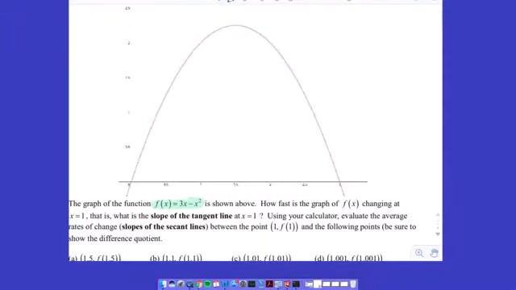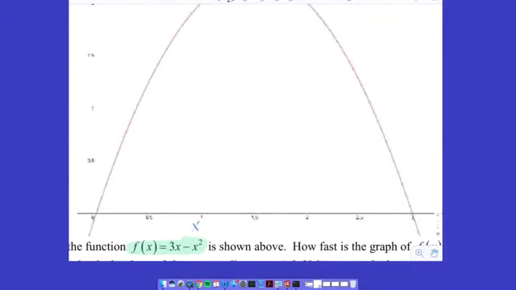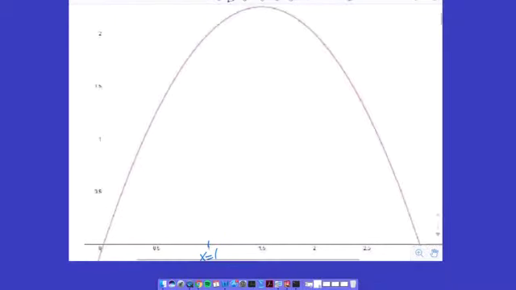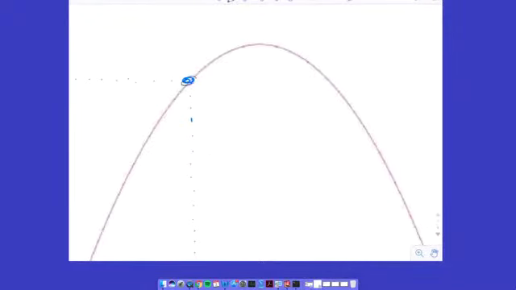If I asked you, how fast is this graph changing at x equals 1? First of all, let's go up and see where that comes into contact with the graph. Right there. It looks like it's at 2. But I'm going to put a big dot right there.